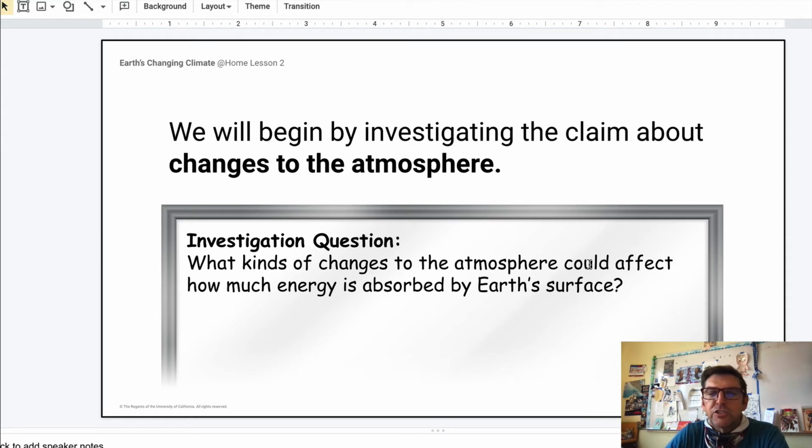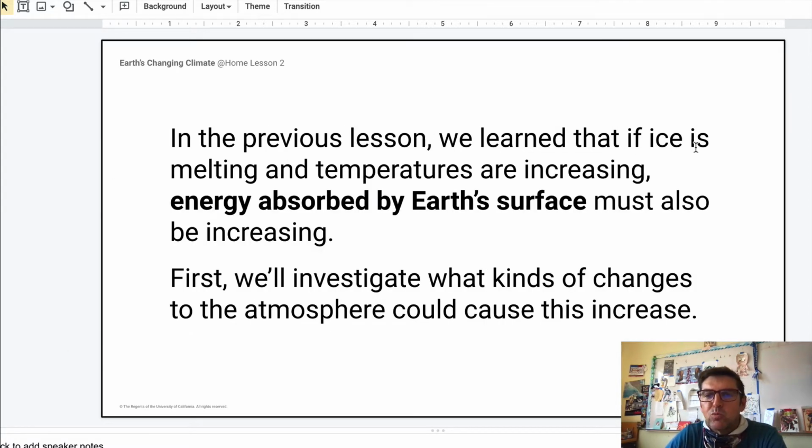What kinds of changes to the atmosphere could affect how much energy is absorbed by Earth's surface? That's interesting. In the previous lesson, we learned that if ice is melting and temperatures are increasing, energy absorbed by Earth's surface must also be increasing. First, we'll investigate what kinds of changes to the atmosphere could cause this increase.